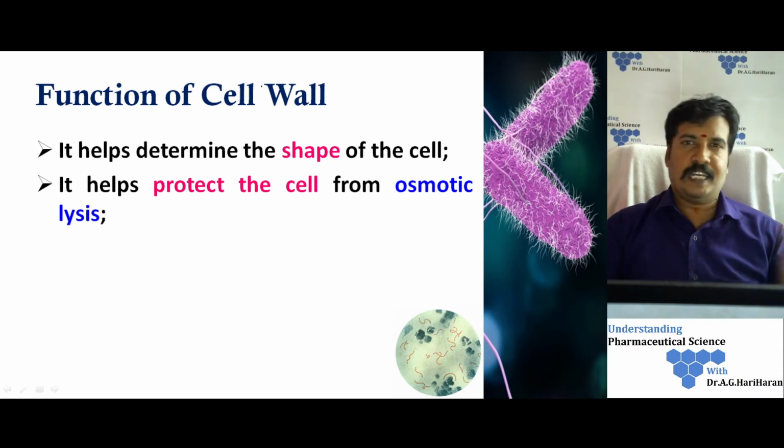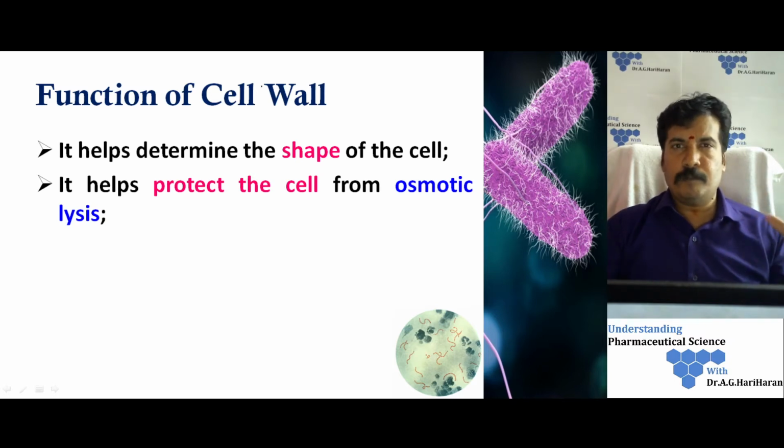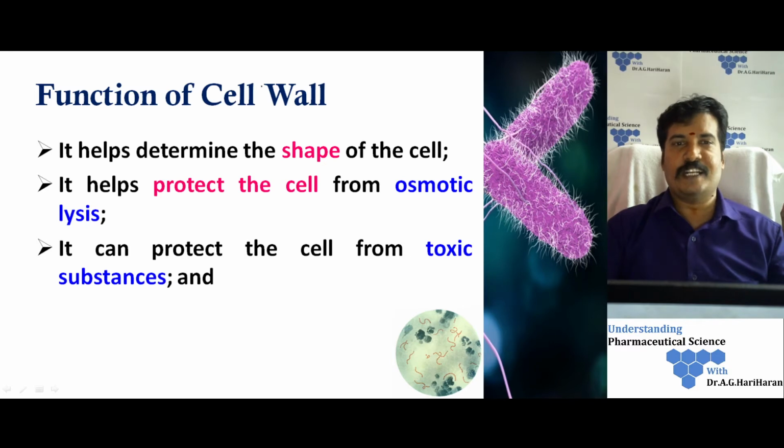So whether it's a gram-positive or gram-negative bacteria, the peptidoglycan generally prevents the bacteria from osmotic shock, and it is generally more efficient with gram-positive bacteria. Once we understand the structure, you can understand how effective it is in gram-positive bacteria. And the third one is it prevents the entry of toxic substances, even antibiotics.